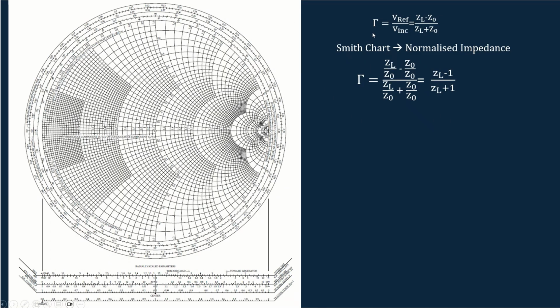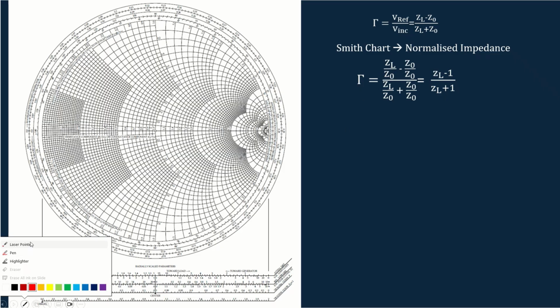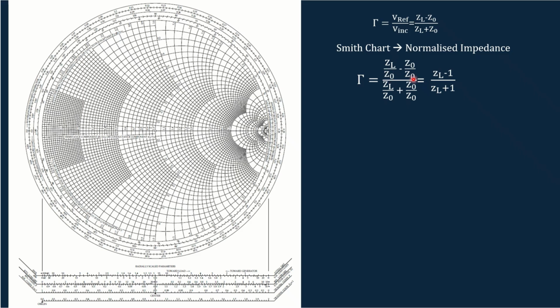So we know that this is the expression for the reflection coefficient. If we want to use the Smith chart, the first thing we have to do is convert the reflection coefficient using the normalized impedance. So I'm going to divide everything by Z0. Here you can see that everything is divided by Z0. The expression will be given by (ZL minus 1) by (ZL plus 1), where ZL is the normalized impedance.